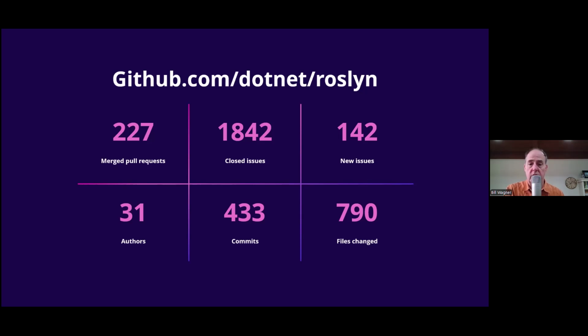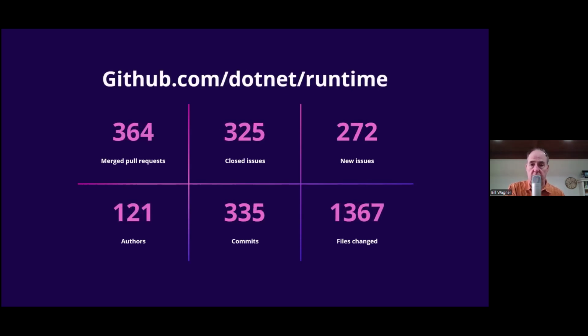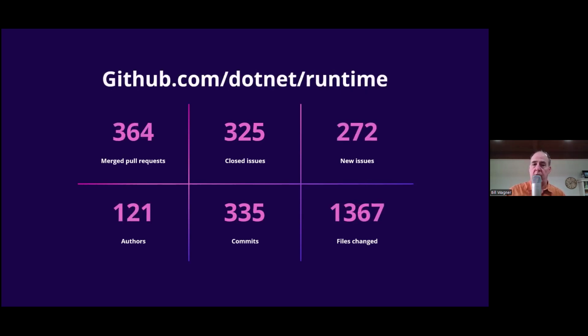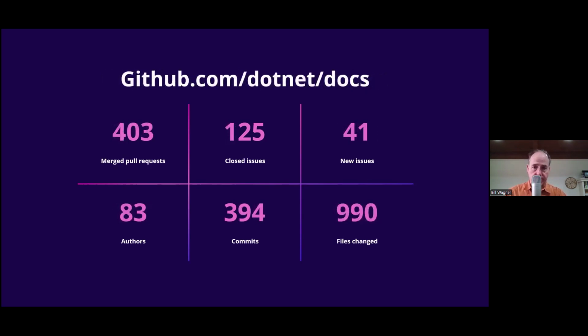But then when we get into the runtime, which is even a larger version, oh, I went one too far. Sorry. Okay, so in the runtime, 364 PRs, 325 closed issues, 1,367 files changed. Our docs repository, 403 PRs, talking about just changing things to teach people about .NET. 125 closed issues, almost 1,000 files changed.